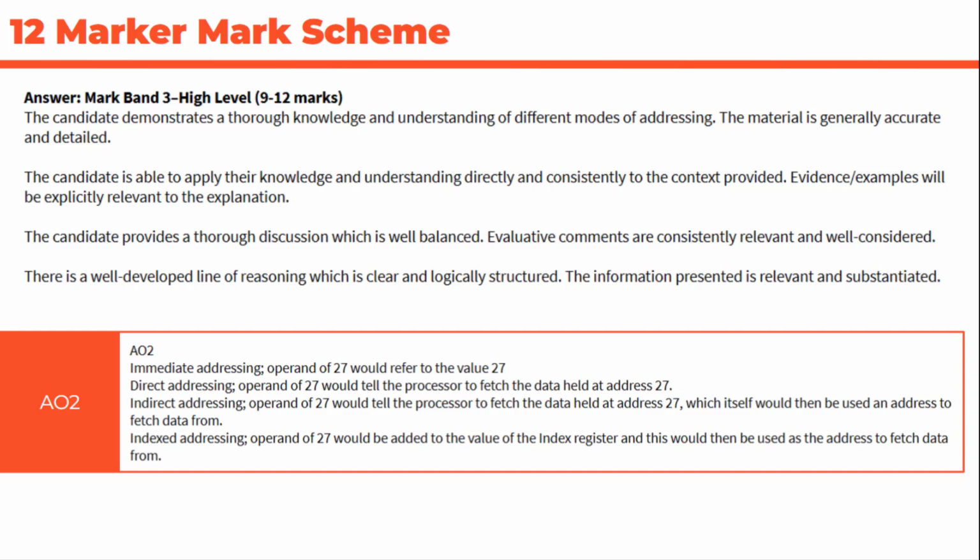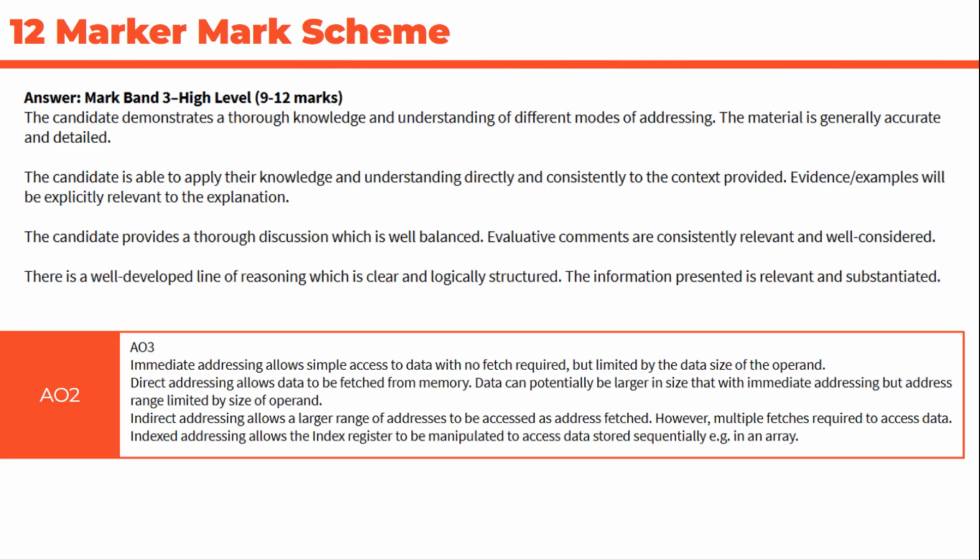And finally, you've got to then give your opinion based on what you've done so far. So which one would you recommend and why? Compare and contrast. Immediate addressing allows simple access to data with no fetch required. That's great, but it is limited by the size of the operand. Direct addressing allows data to be fetched from memory, and data can potentially be larger in size than that with immediate addressing, but the address range is limited by the size of the operand. That is so badly worded. I cannot believe OCR released that.